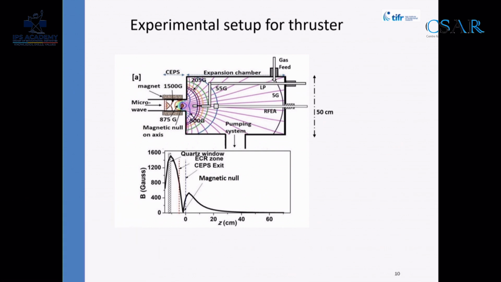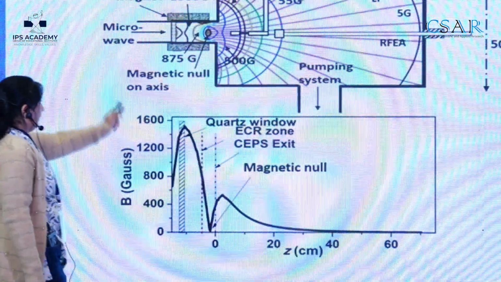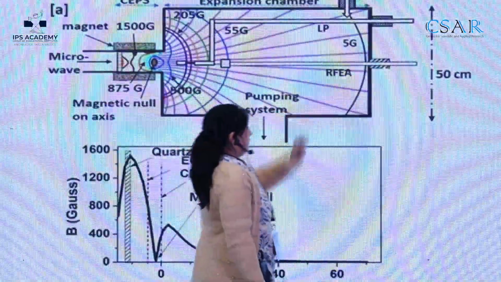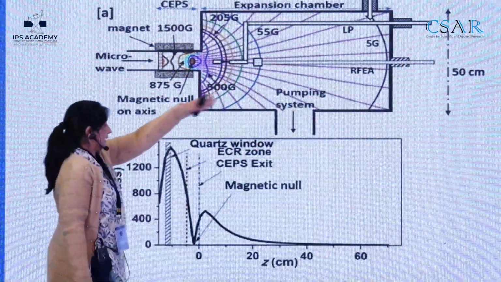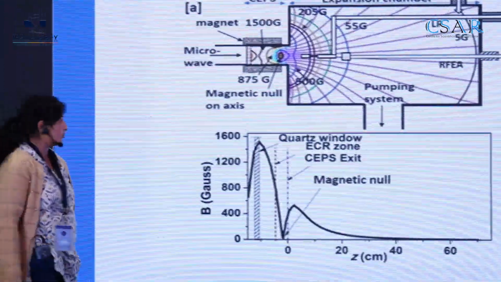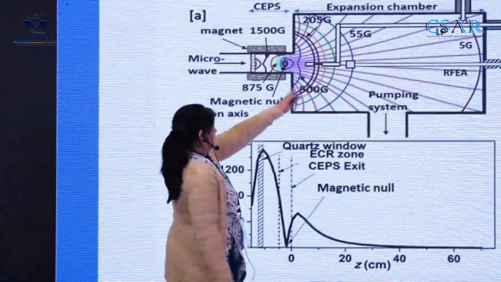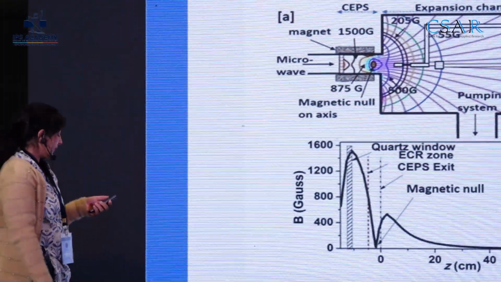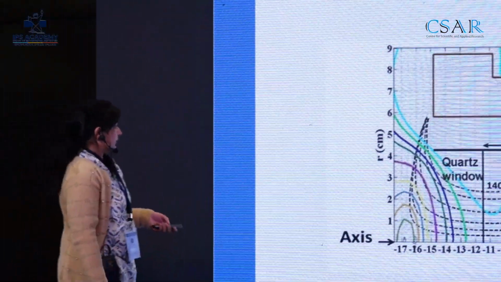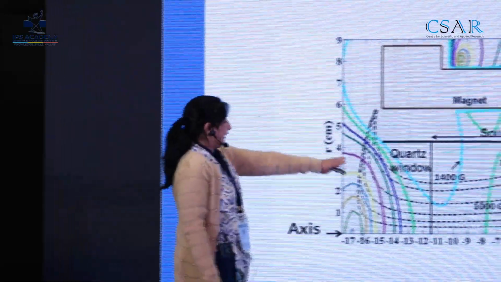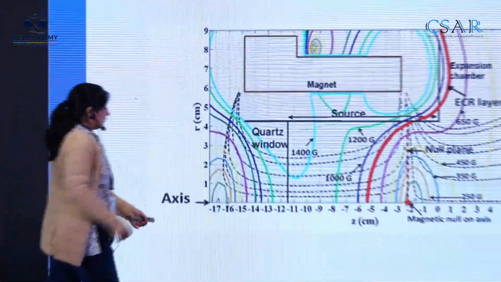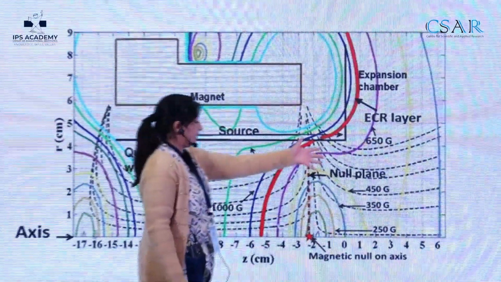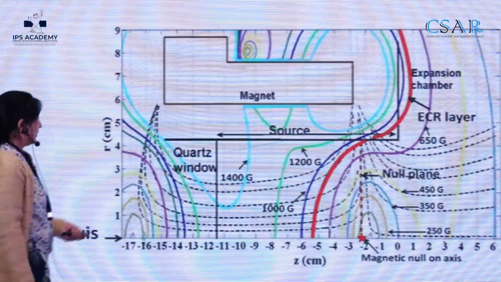So this is the schematic and the magnetic field profile. This Langmuir probe was utilized to map the plasma, as well as there were radial probes also, and the ion energy analyzer was fixed in front of the source to map the ion energies. So this is a detailed magnetic field profile. This red thick line is where the ECR is happening, and then this plasma is expanding into the bigger expansion chamber.